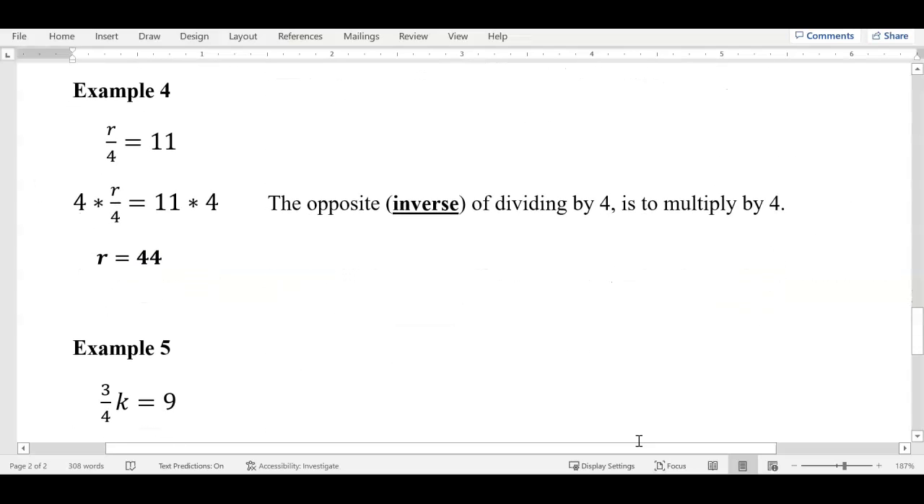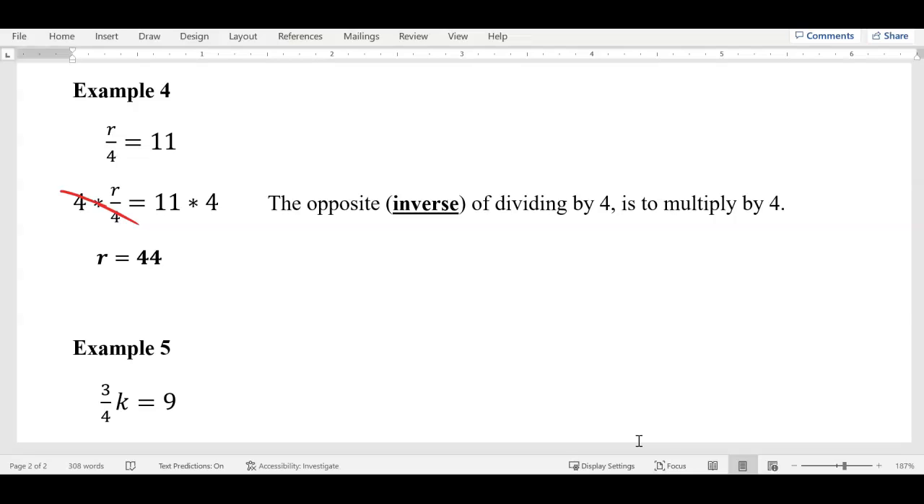Now, what about if the variable is being divided, like this one, r divided by 4? I want you to think the exact same way. How do I get rid of a divided by 4? What's the opposite of dividing? Multiply. So look what they did. Off to the side, they put a times 4 to get rid of a divided by 4, and they put the same times 4 on the other side. So these two 4s are going to cancel out, the times 4 and the divided by 4. And what's left is r equals 11 times 4, which is 44. Cool.